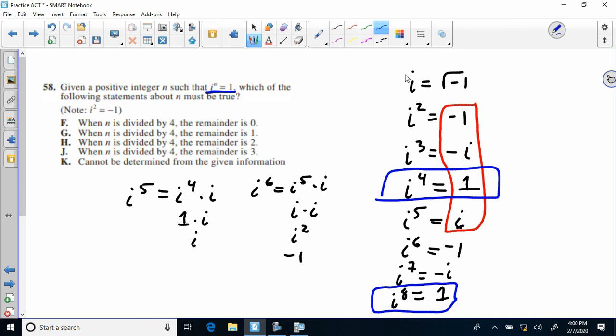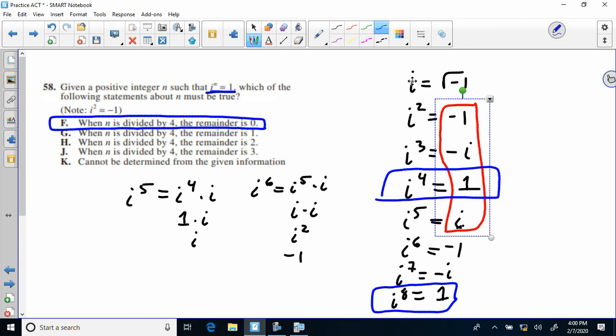So we're going to say it's going to happen when it's i to the 4th, i to the 8th, our next one would be i to the 12th, because it's every 4th number, i to the 16th. So it's when n is divided by 4, the remainder has to be 0 because it's repeating every 4th number. And we want our remainder to be 0 because you would be dividing by 4. If you have any kind of remainder, then it's messed up.